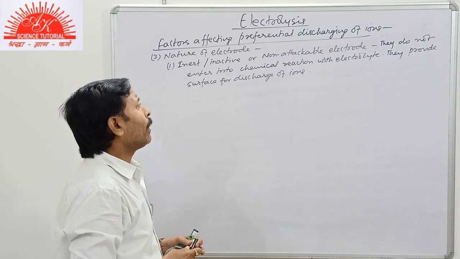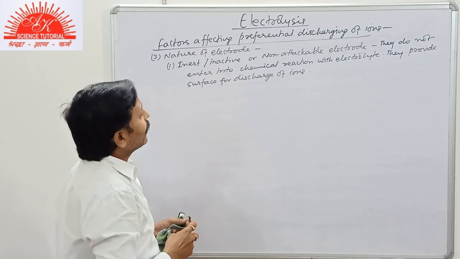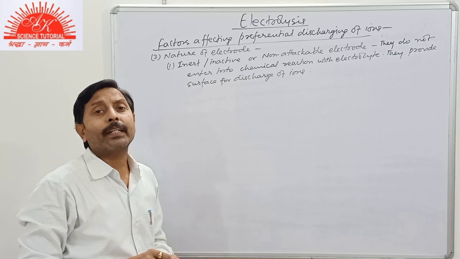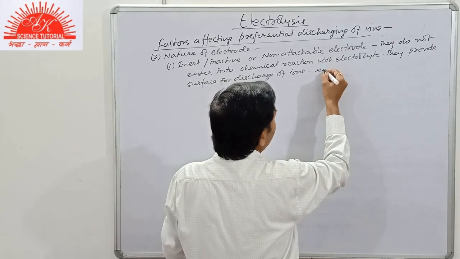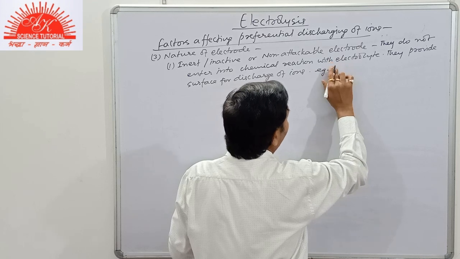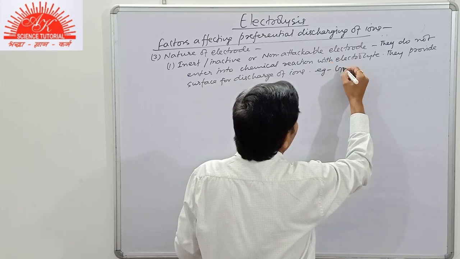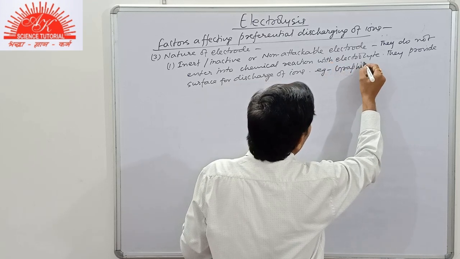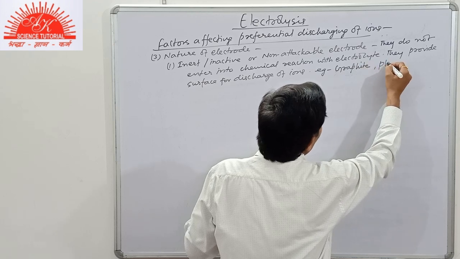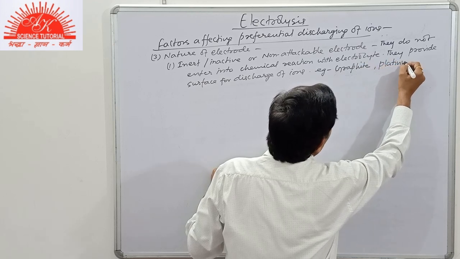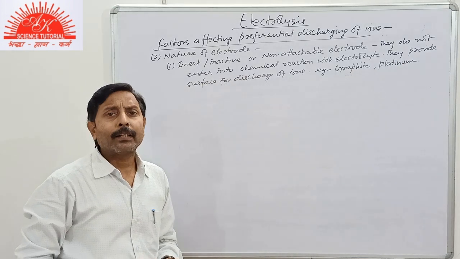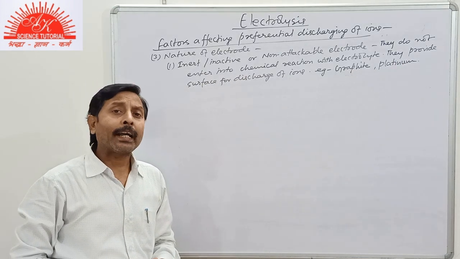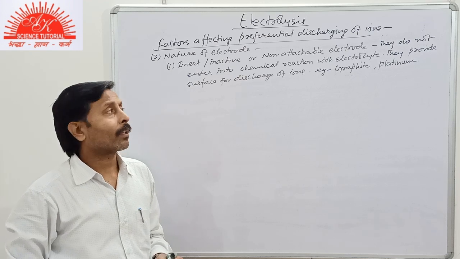That is, they only provide surface for discharge of ions. They will not take part in chemical reaction. And the examples are graphite and platinum. Graphite, platinum are common non-attackable electrodes. They do not affect the ion in the electrolyte.